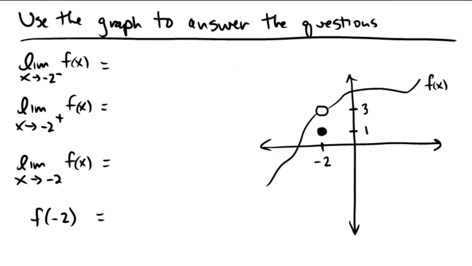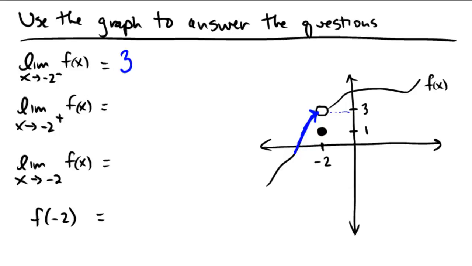So the first one asks us for the limit as x approaches -2 from the left. Since this is our f of x curve, from the left means we're traveling along the curve and coming in from the left hand side. As I'm coming along the left here, I can see that my outputs get very close to the value of 3. So the limit from the left would be 3.